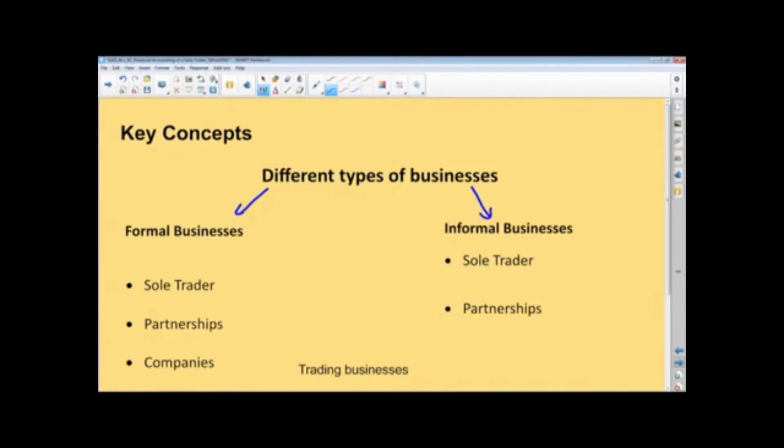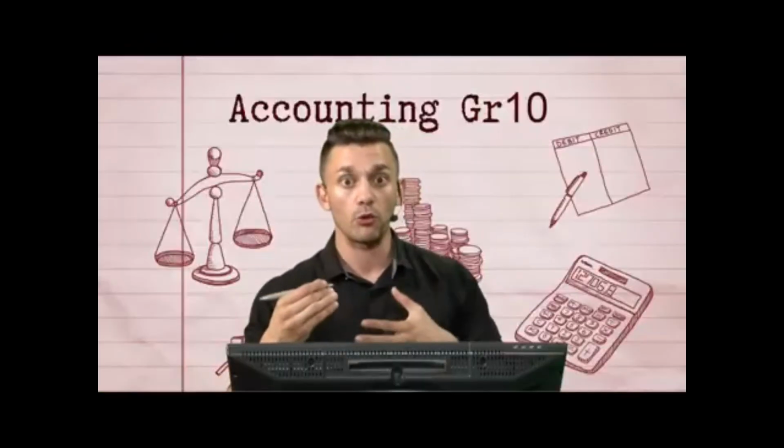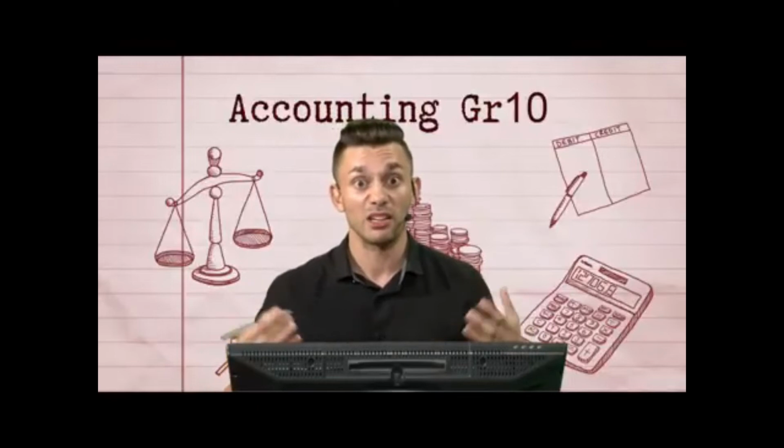We can have a sole trader, remember that is one owner, or we can have a partnership under these informal businesses where we have 2 to maybe a maximum of 20 owners within a business. Now, what makes it an informal business? Or let's quickly rephrase that question. What is an informal business?